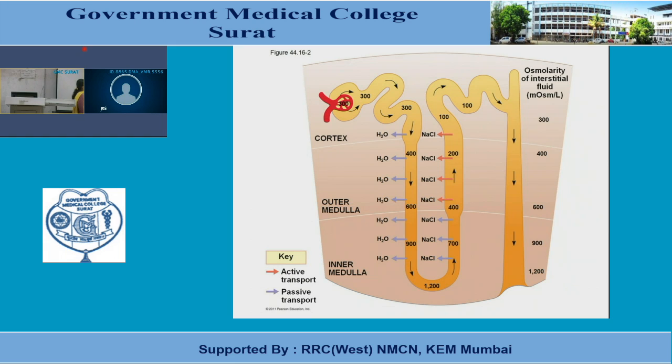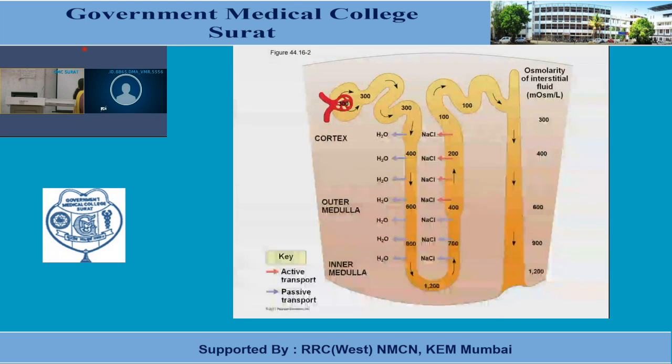So you can see NaCl passive diffusion, active transport through the different pump mechanisms, and you can see the osmolality will start decreasing. It becomes 400, 200 as we go towards the cortex. So in the outer medulla, the osmolality decreases, and as we go to the cortex, it becomes still less. It becomes 100 and so on. So ultimately, the osmolality of interstitial fluid, you can see it becomes 300, 400, 600. Ultimately, at the medullary interstitium, it is 1200.